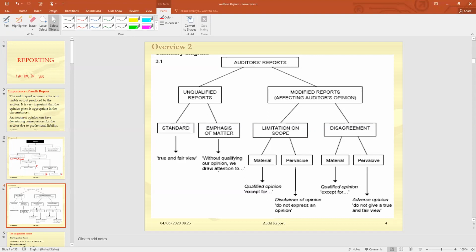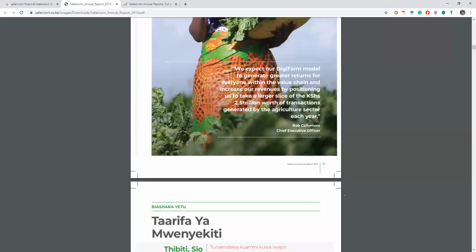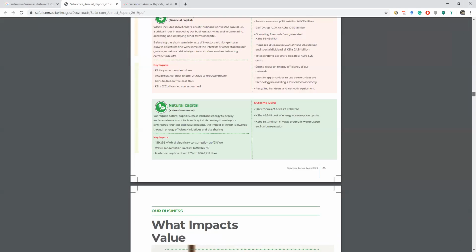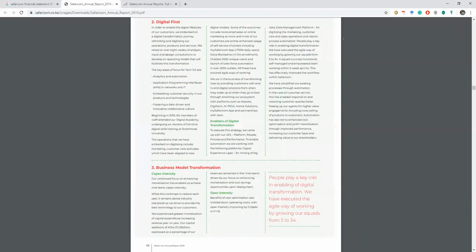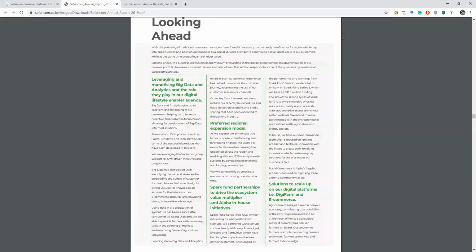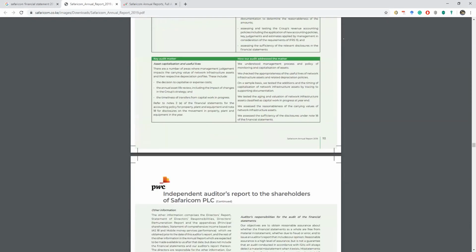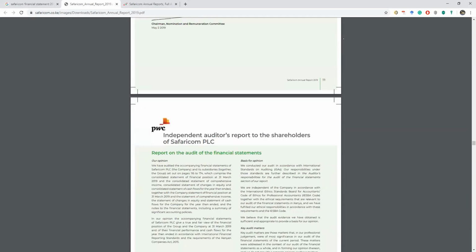Let me show you the accounts of Safaricom so that we see it through an example. Let me share the accounts of Safaricom for the year 2019. I want to go to the report of the auditor. So this is the report of the auditor. As I mentioned, the key concern is the opinion paragraph.